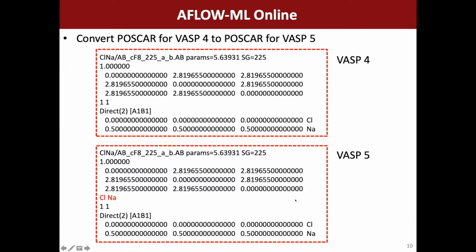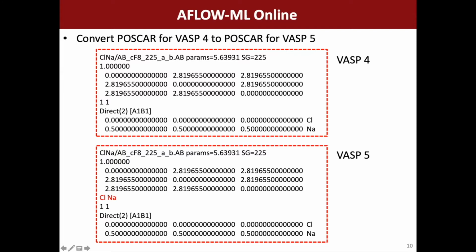One thing to mention: if you are using these POSCAR files, which is usually what we have stored in the AFLOW database, the default format within AFLOW is for version 4 of VASP. Whereas for this machine learning model, you actually need version 5 and up of the POSCAR, where you have an extra line with a list of the elements in the appropriate order, in the order in which they appear in the list of ionic positions.